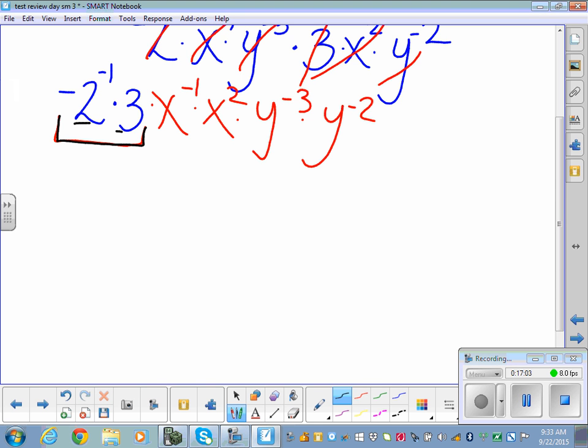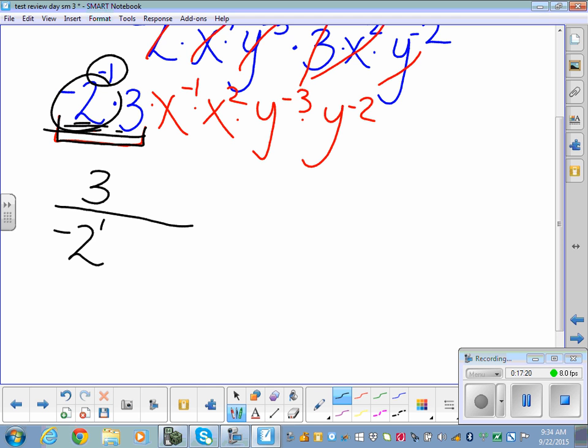So looking at this, we have -2 to the -1. Let's flip this over a fraction because it has a negative exponent. So we're going to have 3 stays on top, and then we have -2 to the +1 on bottom. I grabbed it, flipped it over a fraction, that whole base, so it's in the bottom. Does everybody see what I did there? That one's kind of tricky.